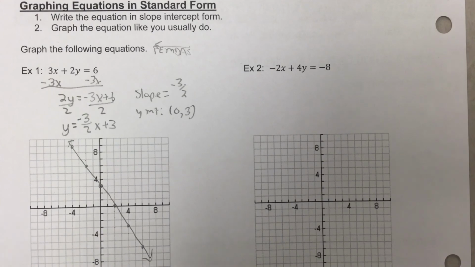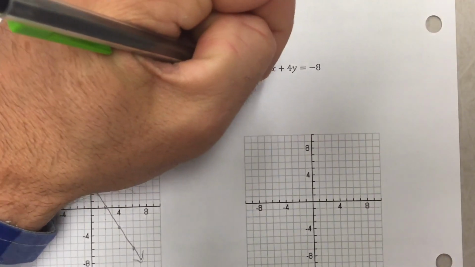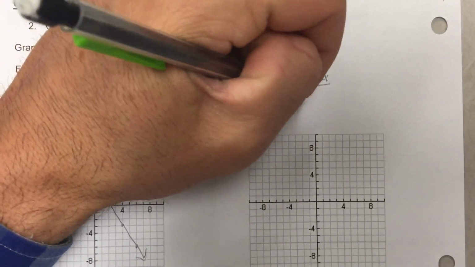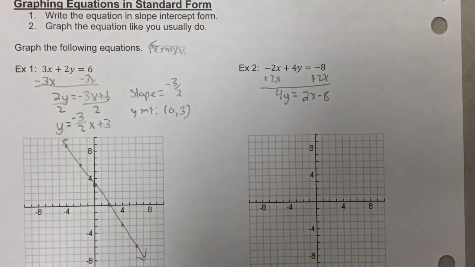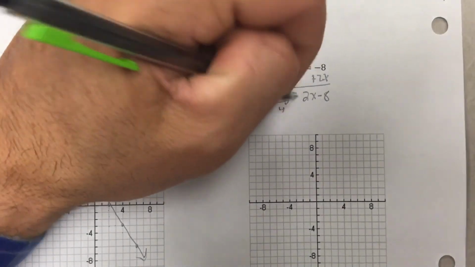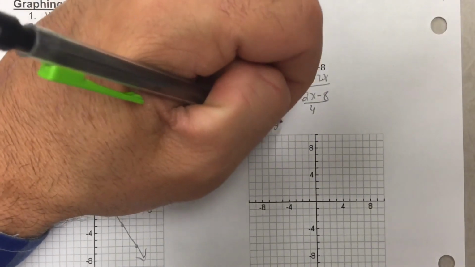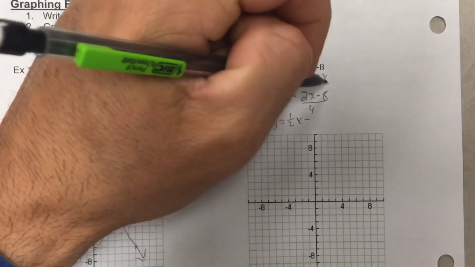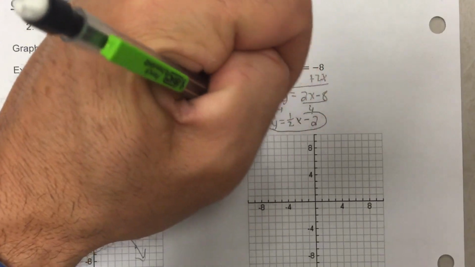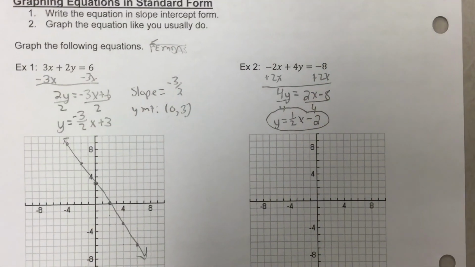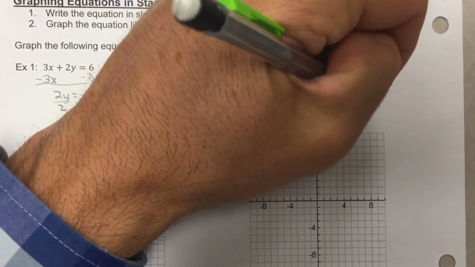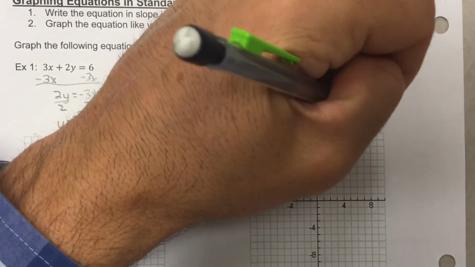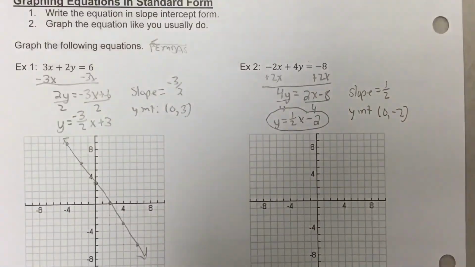All right, let's go over example 2. So we're going to add 2x and get 4y equals 2x minus 8. We would then have to divide by 4. Divide each term by 4, so it'd be 1/2. 2 over 4 reduces to 1/2 x, and then negative 8 divided by 4 is negative 2. So again, slope would then be 1/2. That's what's in front of the x. Y-intercept is 0, negative 2.